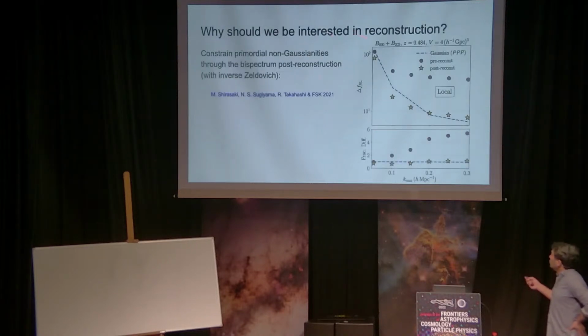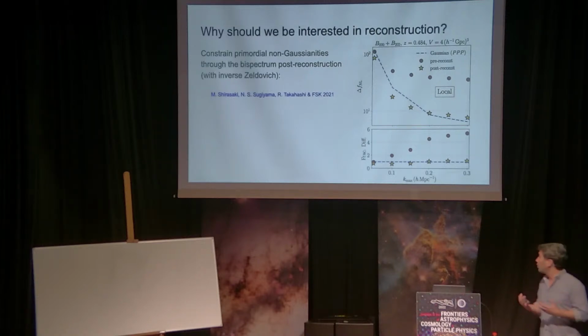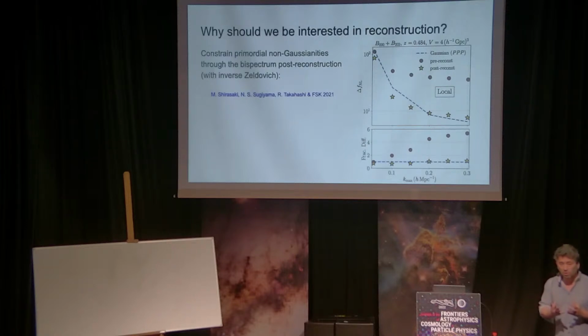You can also use it to constrain primordial non-Gaussianities. The idea is that when you're studying primordial non-Gaussianities, deviations from Gaussianity in the initial conditions, to constrain the different inflation models, you're contaminated by the non-Gaussian contribution caused by gravity, by nonlinear structure formation. You can get rid of that by applying reconstruction.